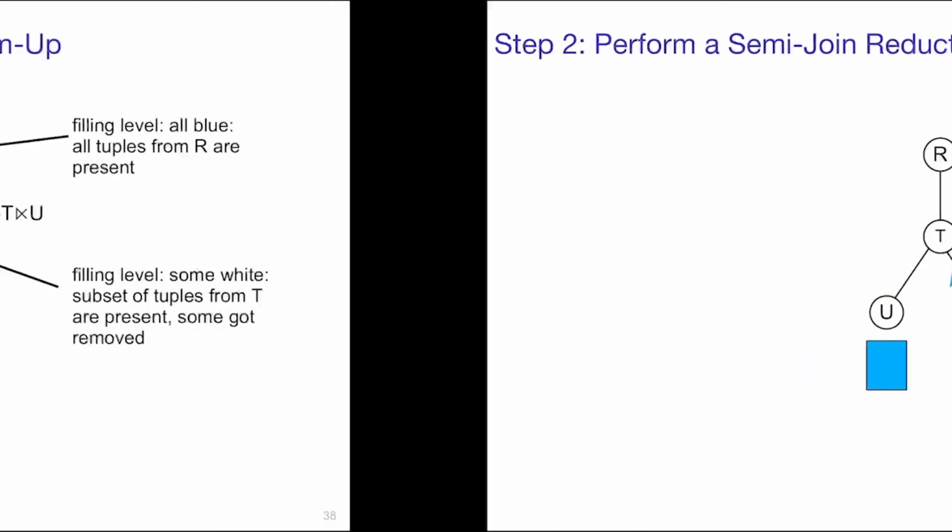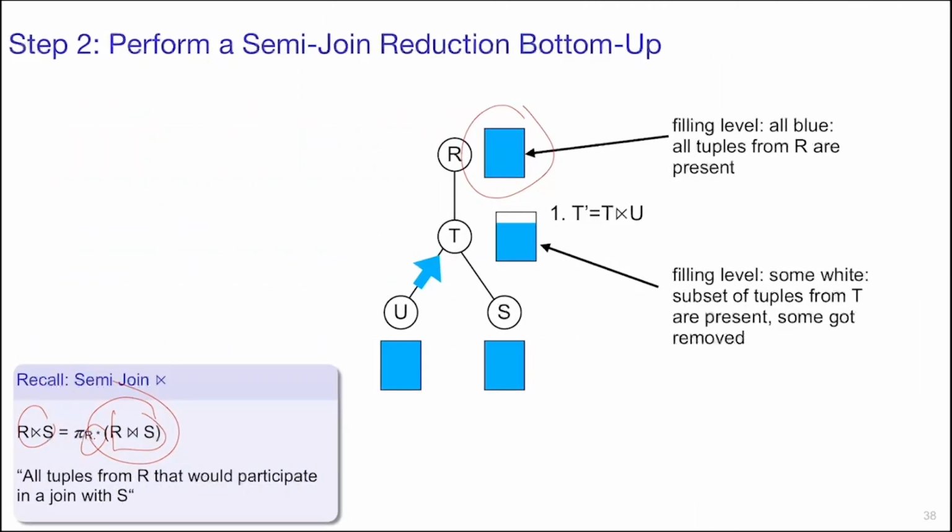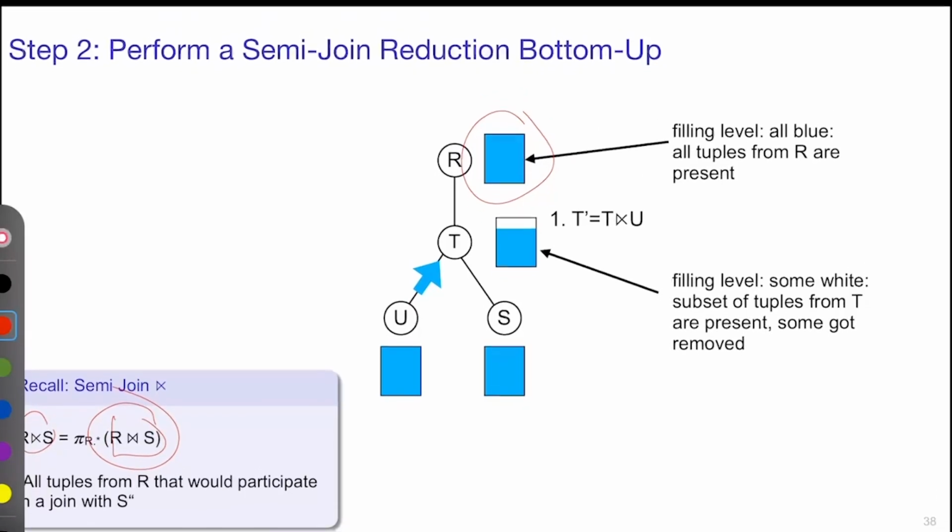The idea is that you run over the tree and start here with relation U. That's what the arrow indicates. Now I compute the semi-join of T and U. I reduce T by the results of U. So I do a join of T and U projected to the tuples from T. In a join of T and U, which tuples of T would still survive? And that is T prime. That's what I show here in the middle. That's step one.